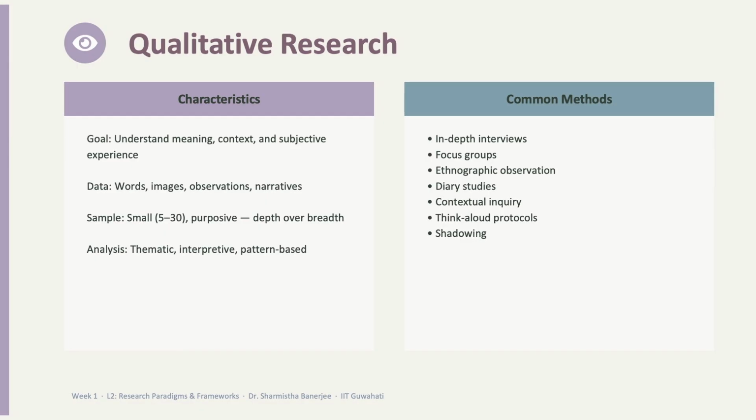How? So the goal in qualitative research is to understand the meaning, the context, and the subjective experience of people. The data that you gather is in terms of words, images, observations, and narratives. You will have to do sampling. Your sample will be small, because qualitative research is not possible with a very large number of people, as it takes a lot of human resources as well as time and money. Your sampling method will be purposive, so that you are able to reach the right kind of samples.